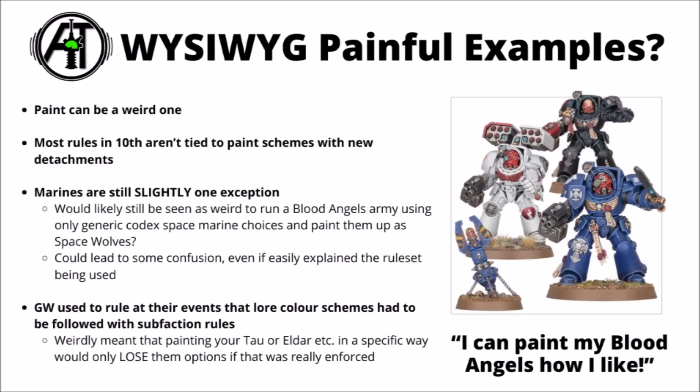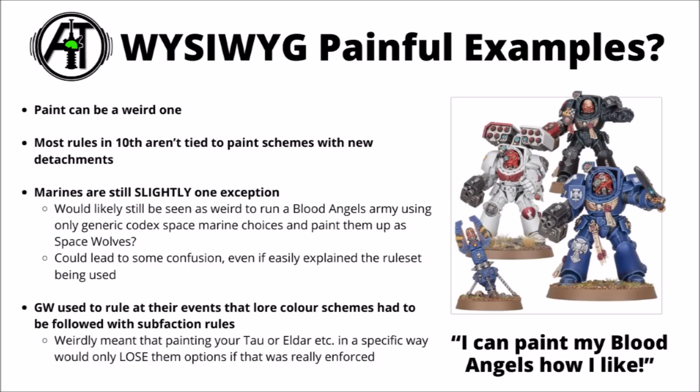The only thing that might be a slight exception to that are, say, certain Divergent chapter Space Marines. I think a fair few people might see it as a bit weird if you ran an army entirely of units that came out of Core Codex Space Marines, ran them in the Blood Angels detachment, but had them painted up as Space Wolves. Maybe could lead to a little bit of potential for confusion, though again kind of easily rectified by just explaining what rule set you're using quite clearly before the game.